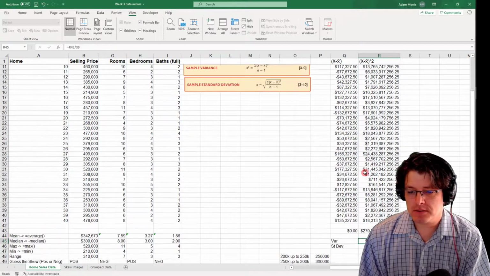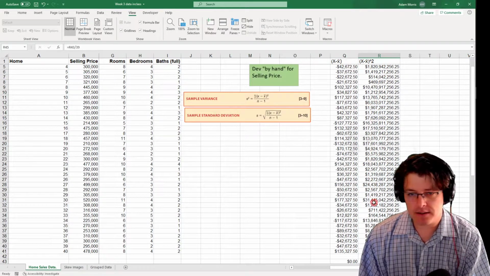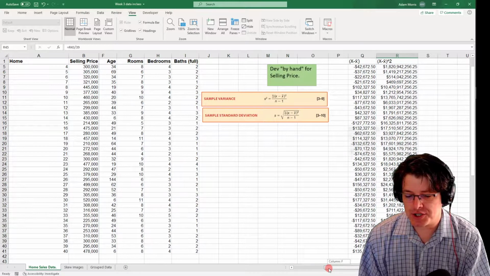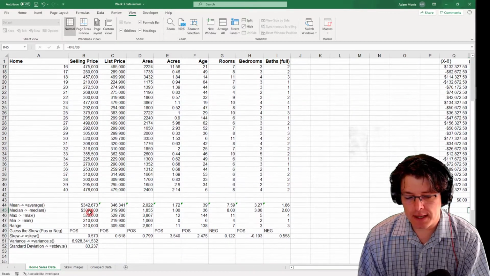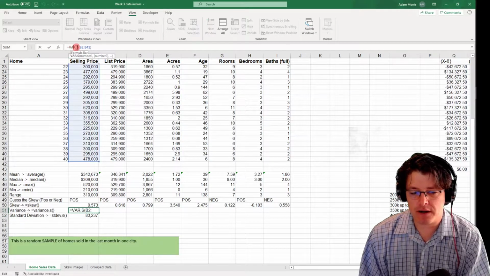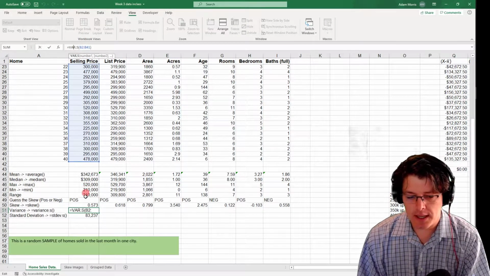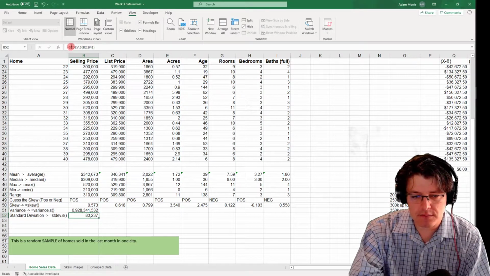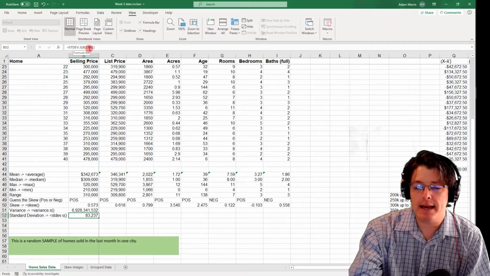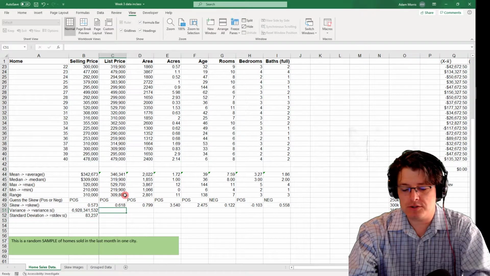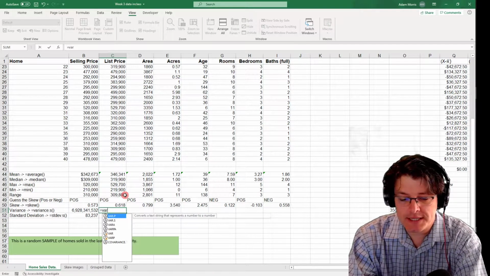Okay, so that's crunching standard deviation by hand in Excel. And again, this is the sample standard deviation. We can come over here and just have Excel do it for us. Okay, and that's simply VAR.S, and standard deviation is STDEV.S. Now, when you try to do variance or standard deviation, there are going to be some options.